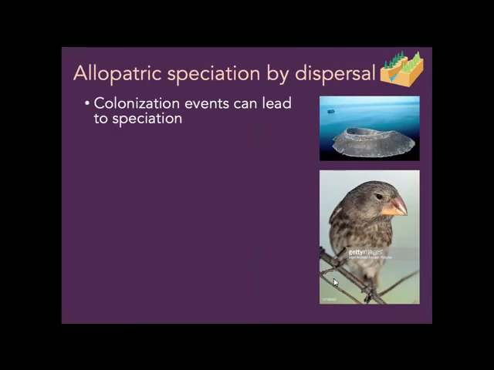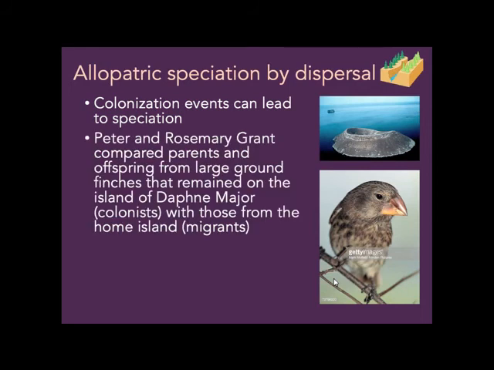All right, so let's give an example of allopatric speciation by dispersal. Sometimes you get a colonization event that can lead to speciation. We've already talked about Peter and Rosemary Grant, the cutest little elderly couple, with their Darwin's finches on their islands. They compared parents and offspring from large ground finch that remained on the island of Daphne Major. Those are the colonists, and those from the home island that came in, the migrants.